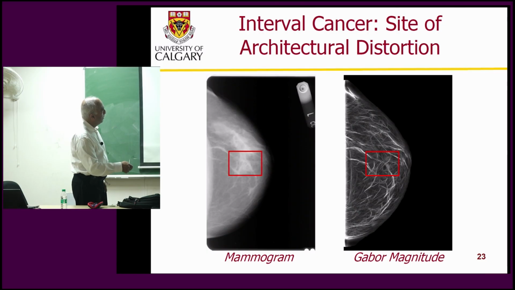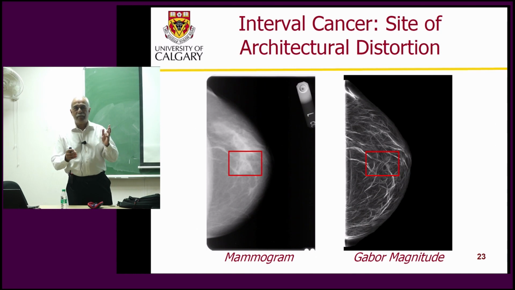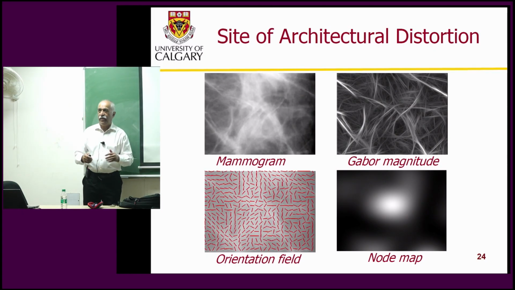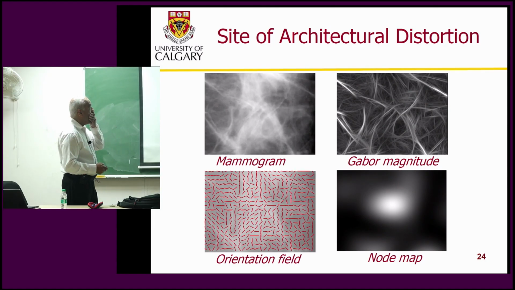You can see some fibroglandular tissues going in other directions. Normally, they should all be going like that. Here, you see some fibroglandular tissues going in other directions. So those are sites of architectural distortion or suspected architectural distortion in prior mammograms of interval cancer cases. So here is one such example. Now it is all prior mammograms of interval cancer.